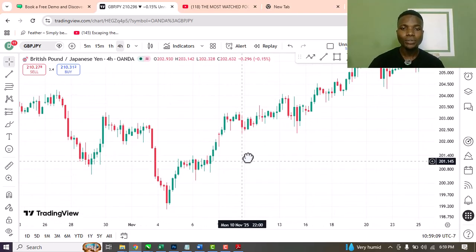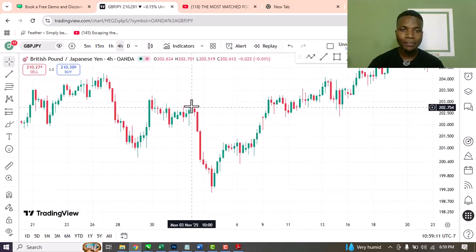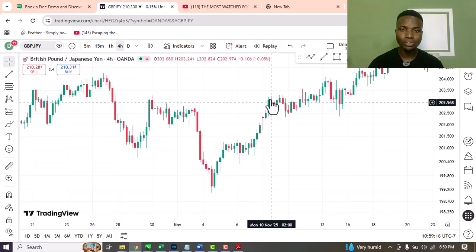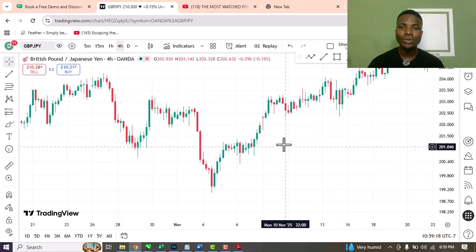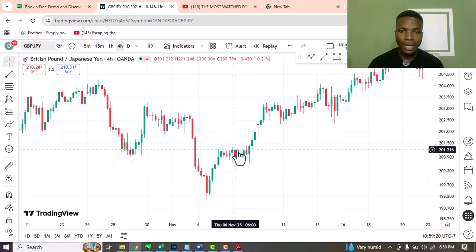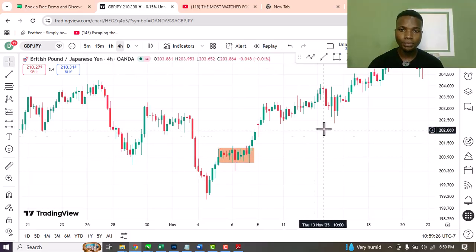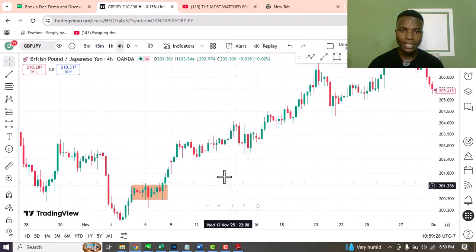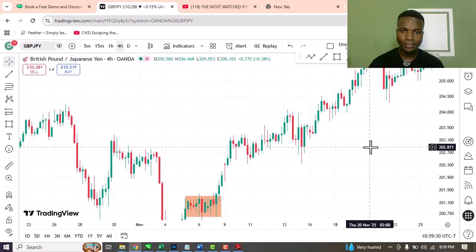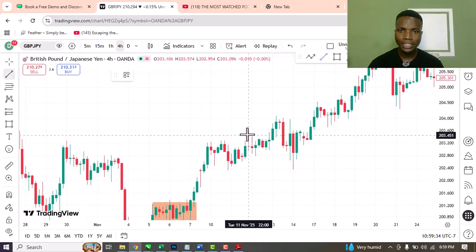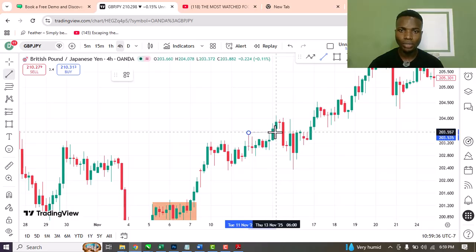All right, so right now we can see that after price sold all the way down here, price was moving aggressively to the upside. Now there is no clear break of structure around here, because I can quickly show you that this is consolidation price. Then after that, this is the point at which I can say that a break of structure begins to happen.